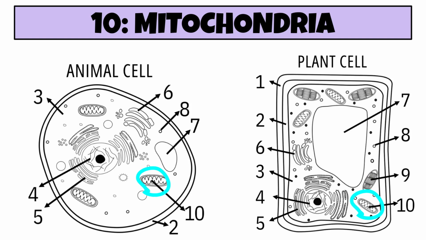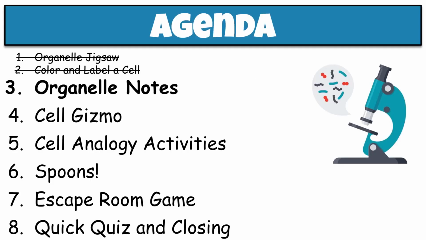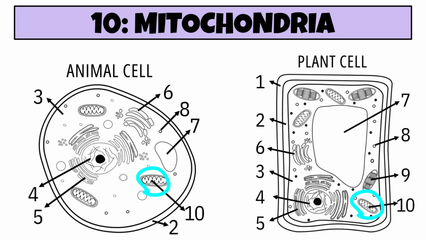And finally, number 10 is the mitochondria. The mitochondria is the powerhouse of the cell. This is what makes energy for your body, for the cell, for everything. The mitochondria is located in both the plant and animal cell. There are 3 in the animal cell and there are 3 in the plant cell. You can go ahead and color those in, write mitochondria under flap 10. And that is the end of your coloring in the plant cell.